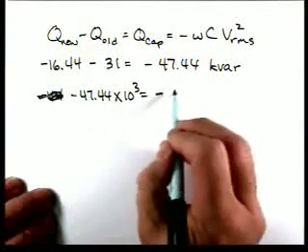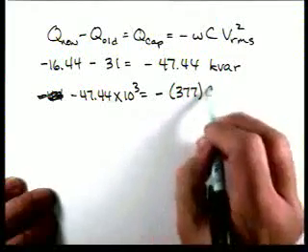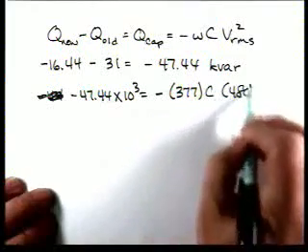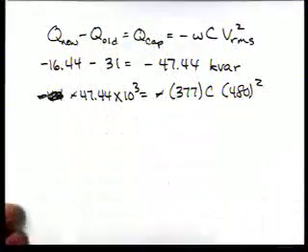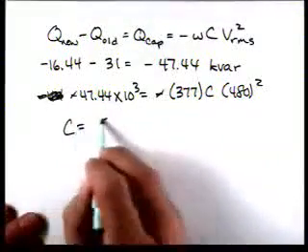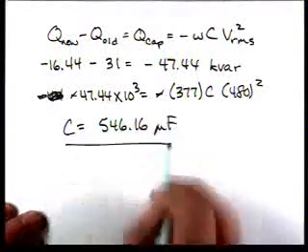Okay, now we have frequency of 60 hertz. That tells us the omega is 377. We're trying to solve for C. So we have 480 squared, and if we notice, the minus signs cancel out. And if we solve for C, we get 546.16 microfarads.